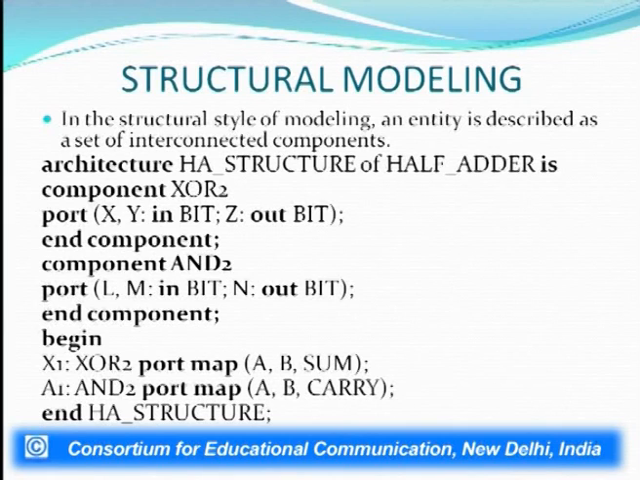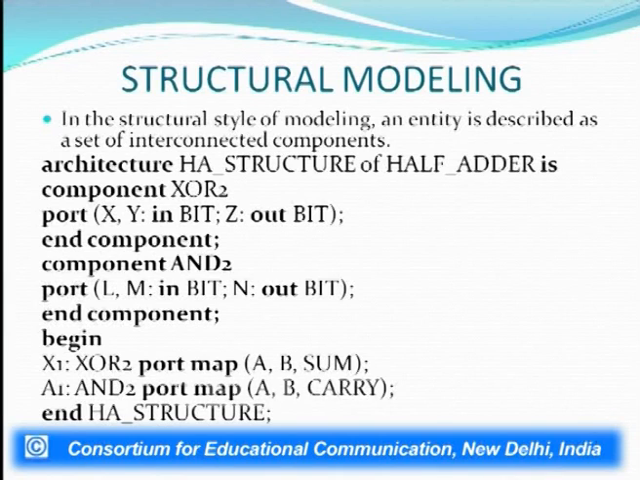If I change the order to A, sum, B, then what will happen? A will become X and sum will become the second input Y and B will become the output Z. So, positional association has to be taken care of, and accordingly the signals have to be defined.